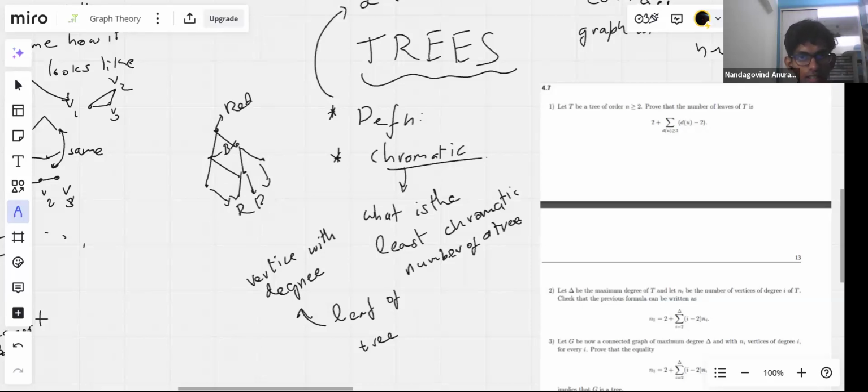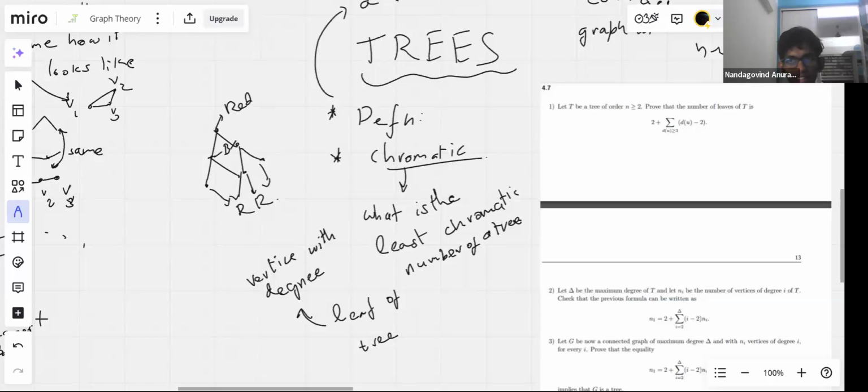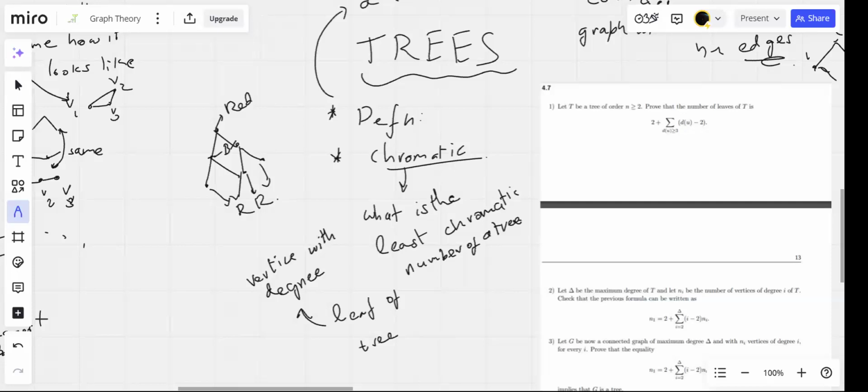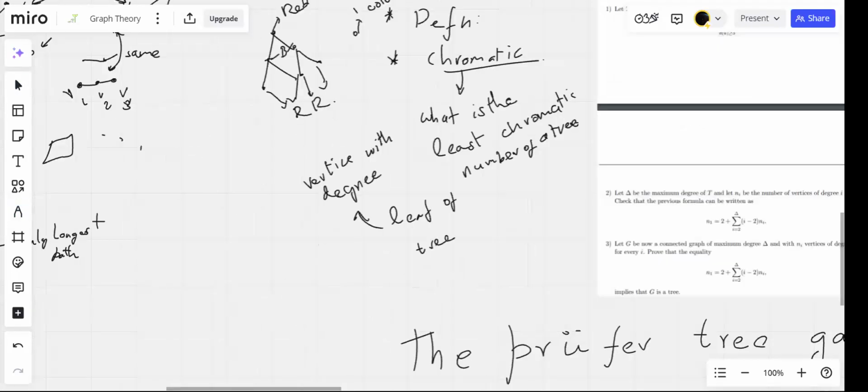So then why not two? Why not two? I mean, sure, maybe it is two. Who knows? Is the answer two? Yeah, the answer is two, except for the trivial tree, which is this one, which is one color. For everything else, it's two. And this construction works for every tree, I guess.